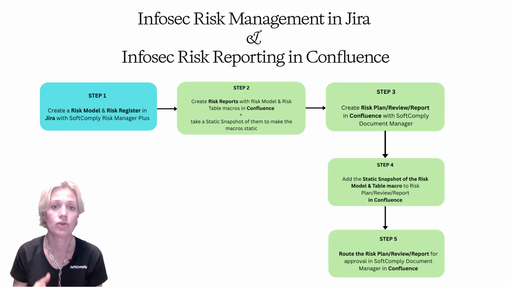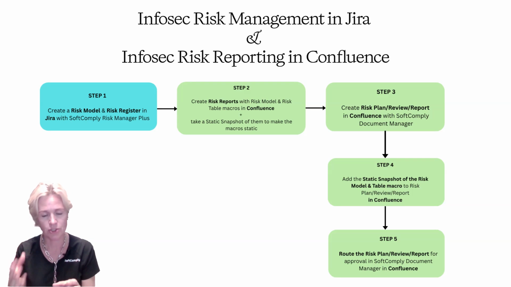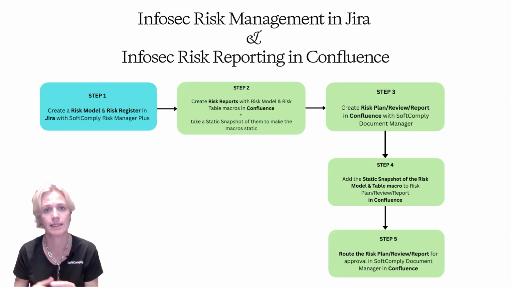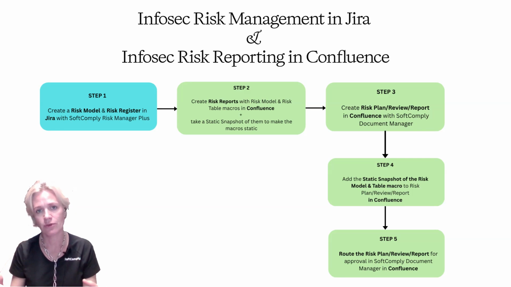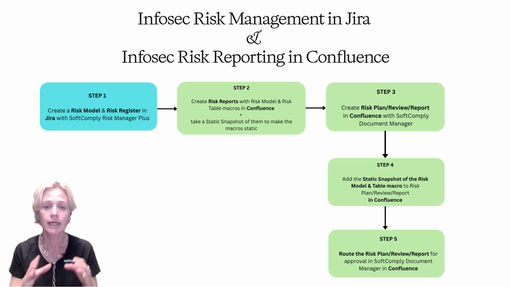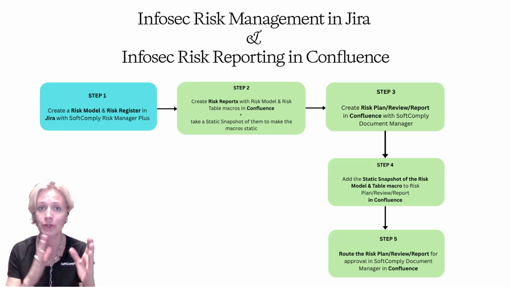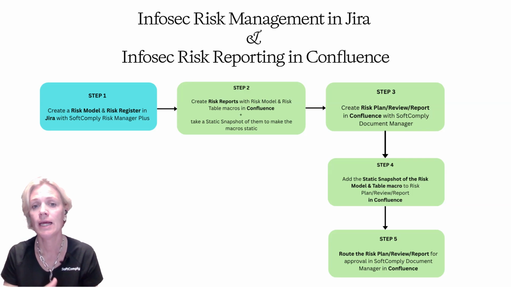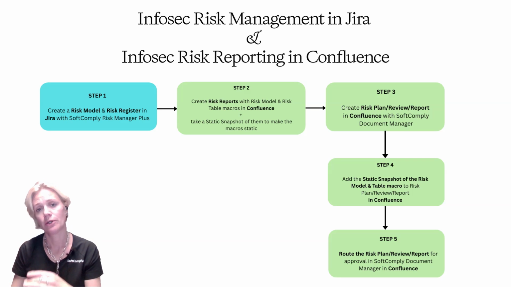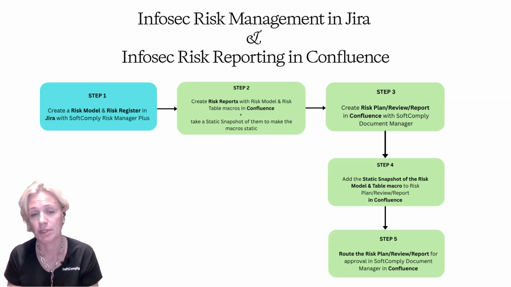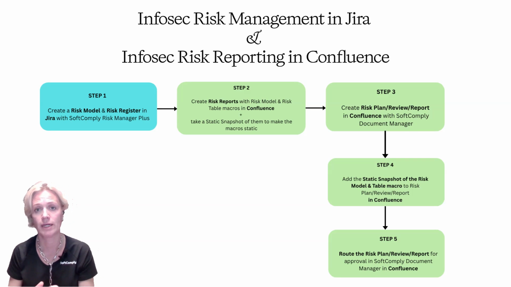And for that, you have to take a static snapshot of the macro in Confluence. So we're going to show you how you can do that with the Soft-Comply Static Snapshots app. Step 3, you create your risk plan, your risk review meeting minutes, your risk report in Confluence with the Document Manager app from Soft-Comply. Now, you have created this document in Confluence, and you can now add the snapshot of your risk model or your risk table inside that particular document. For example, risk model setup goes to risk plan in Confluence and so forth.